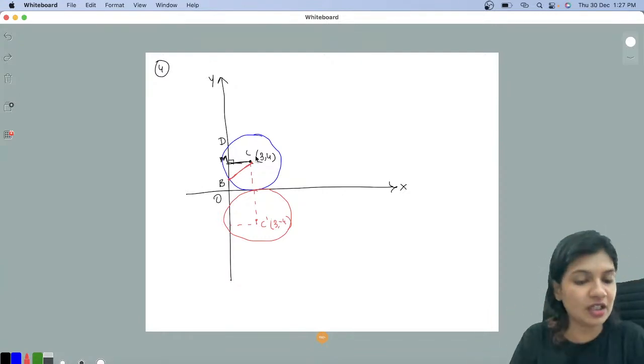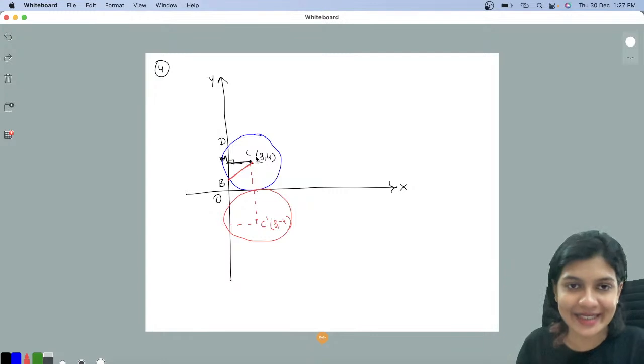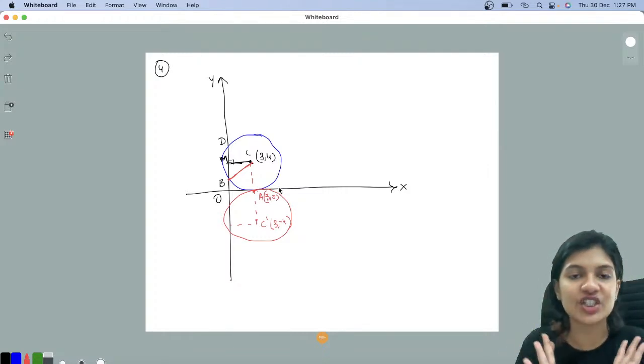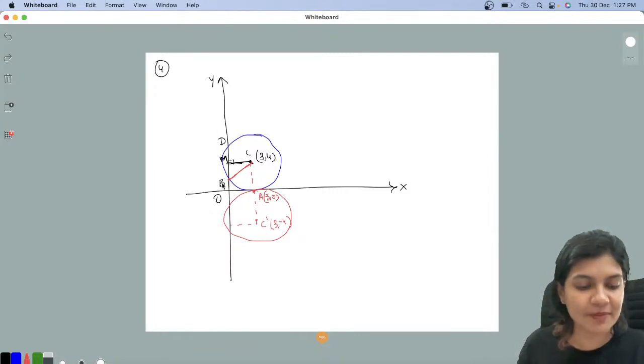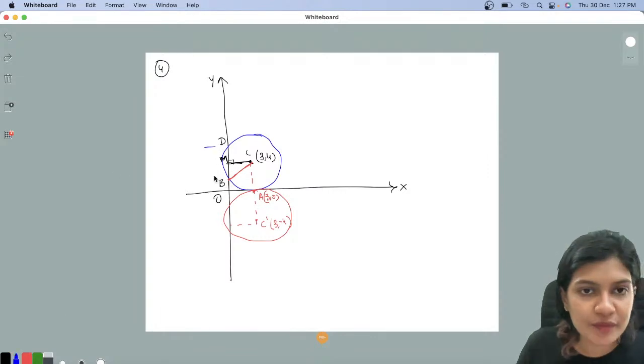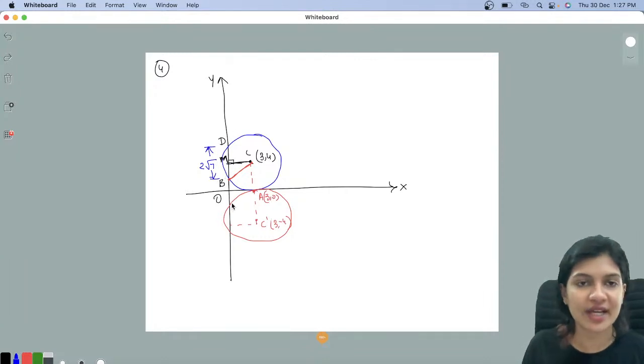So in the figure, the circle touches the x-axis at the point 3, so the point A is 3, 0. The circle is touching the x-axis at the point 3, 0. And having an intercept BD, we have an intercept BD of length what? The length of BD is 2 root 7 on the y-axis.